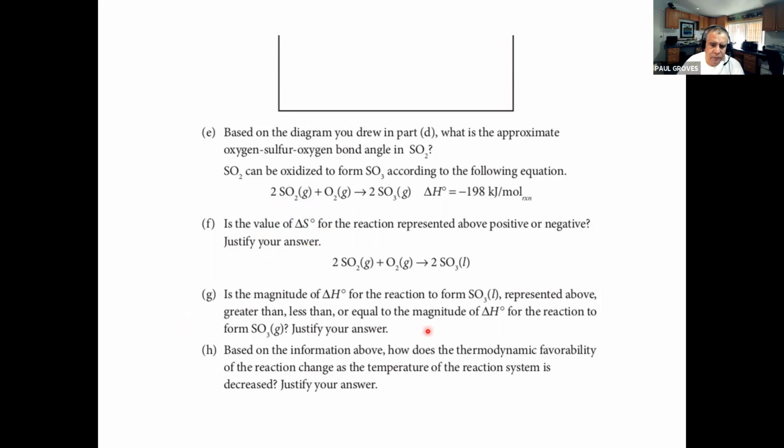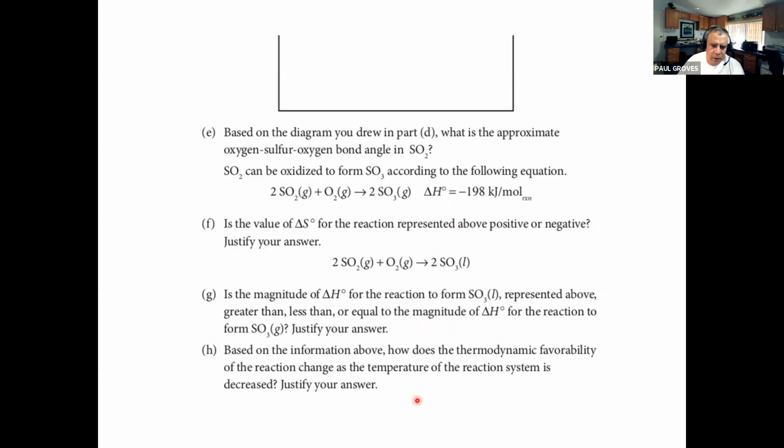Is the magnitude of delta H for the reaction to form SO3 liquid greater than, less than, or equal to the delta H for the reaction above? This is SO3 liquid, and here is SO3 gas. So this question is talking about this reaction. Well, if you formed SO3 gas and had this delta H, then to go from gas to liquid would release even more energy, so it should be greater.